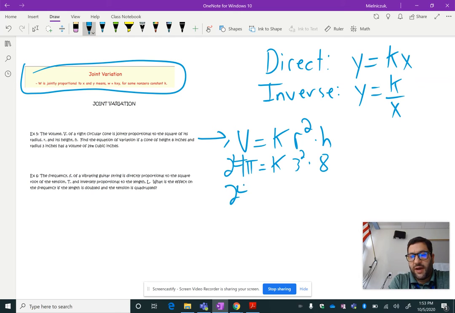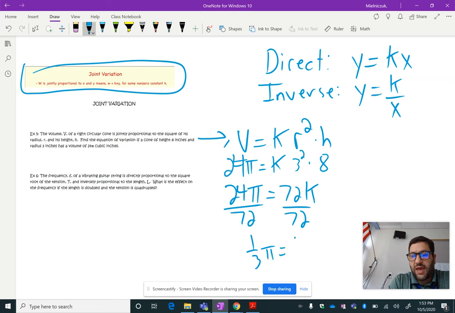So now we simplify. And we get what? 3 squared is 9 times 8 is 72. Divide both sides by 72. And you get what? 1/3 pi is equal to k. So the equation would be V is equal to 1/3 pi times your radius squared times your height.